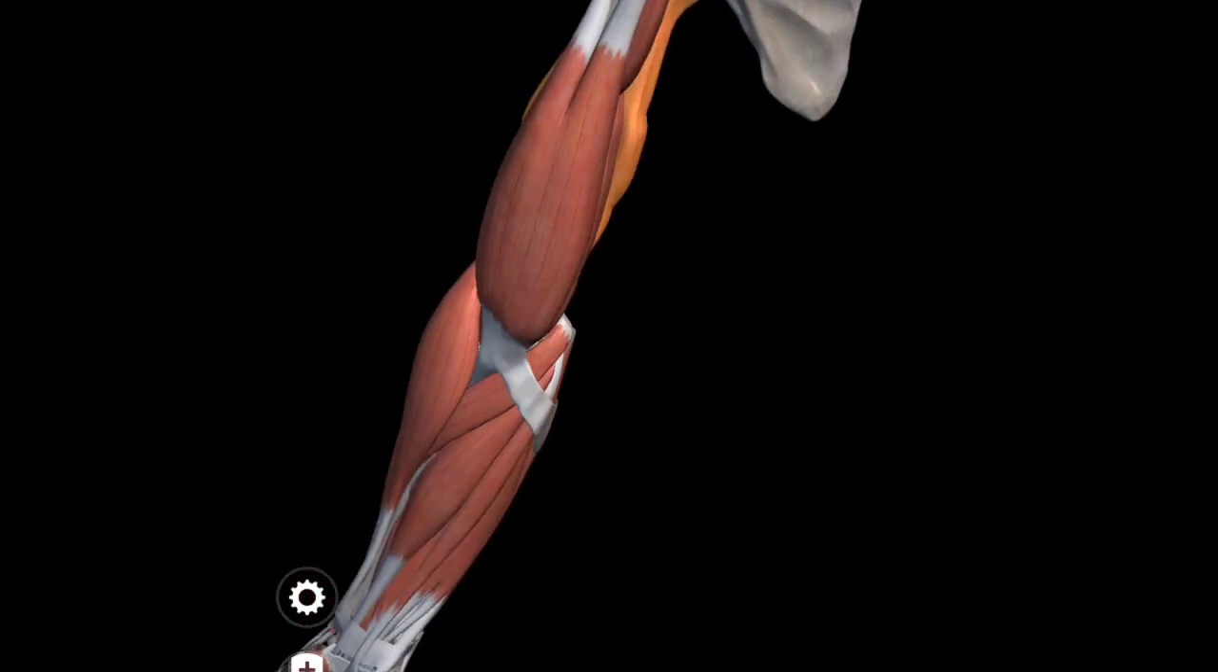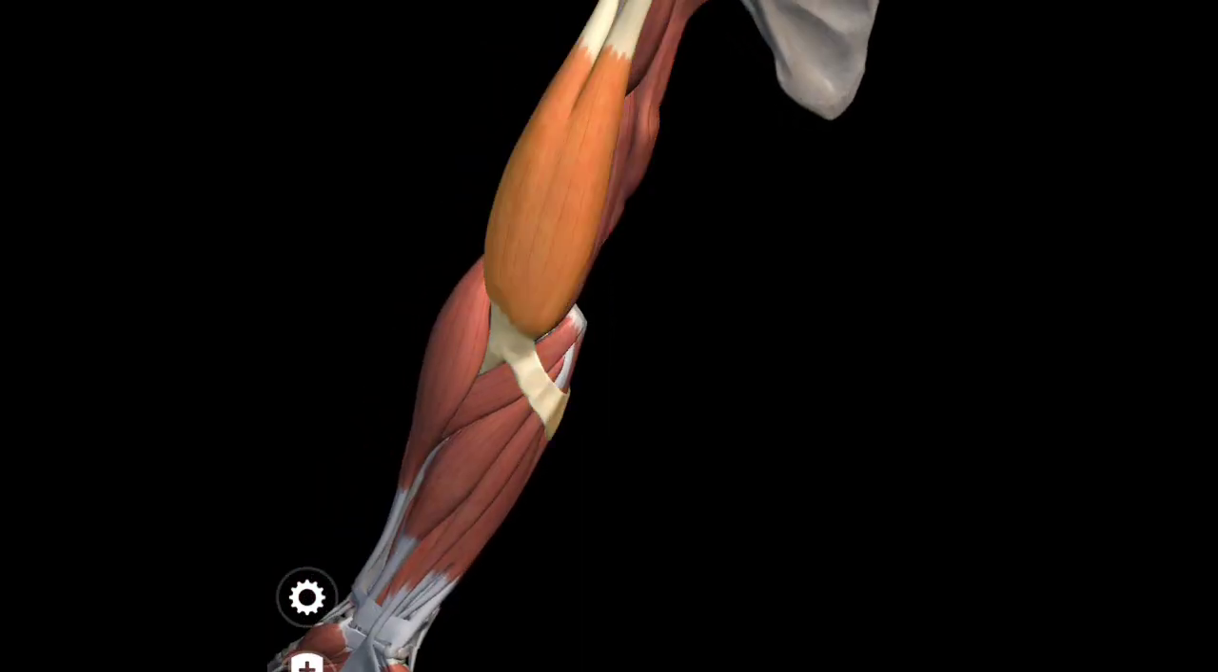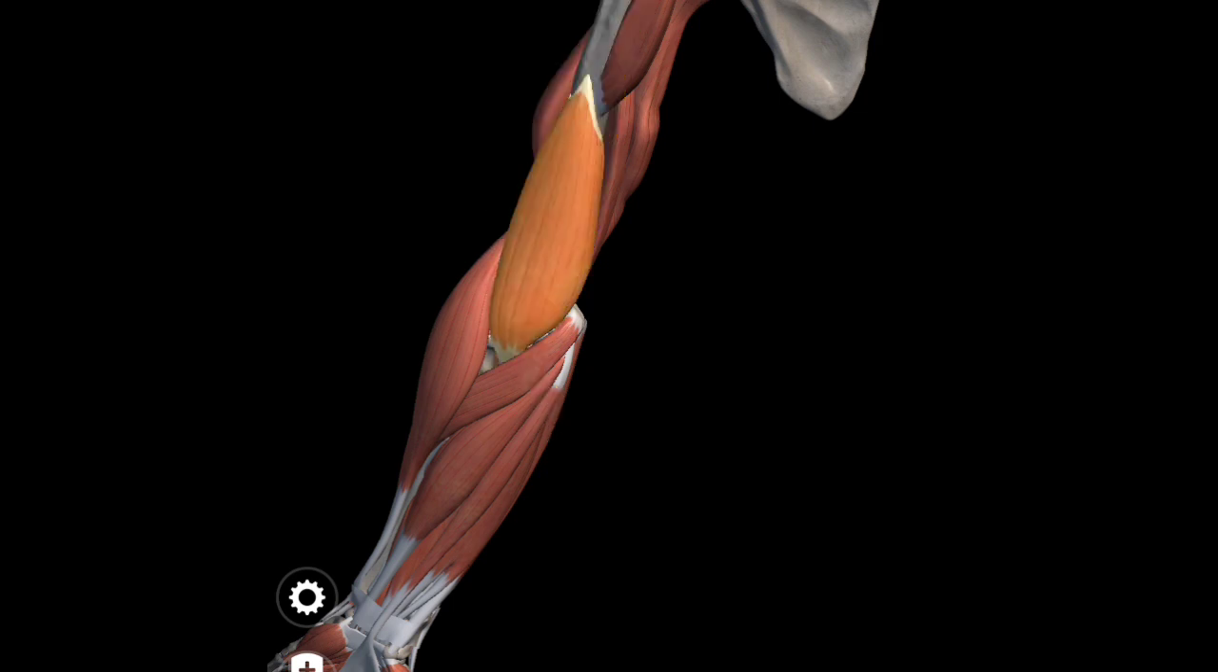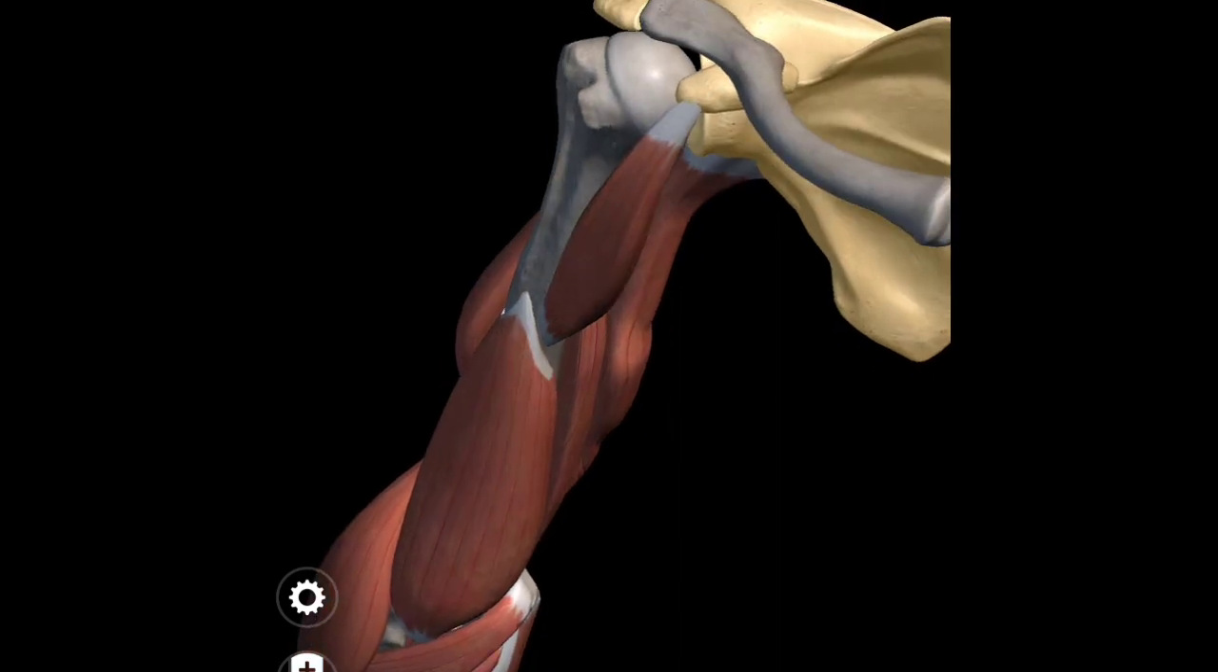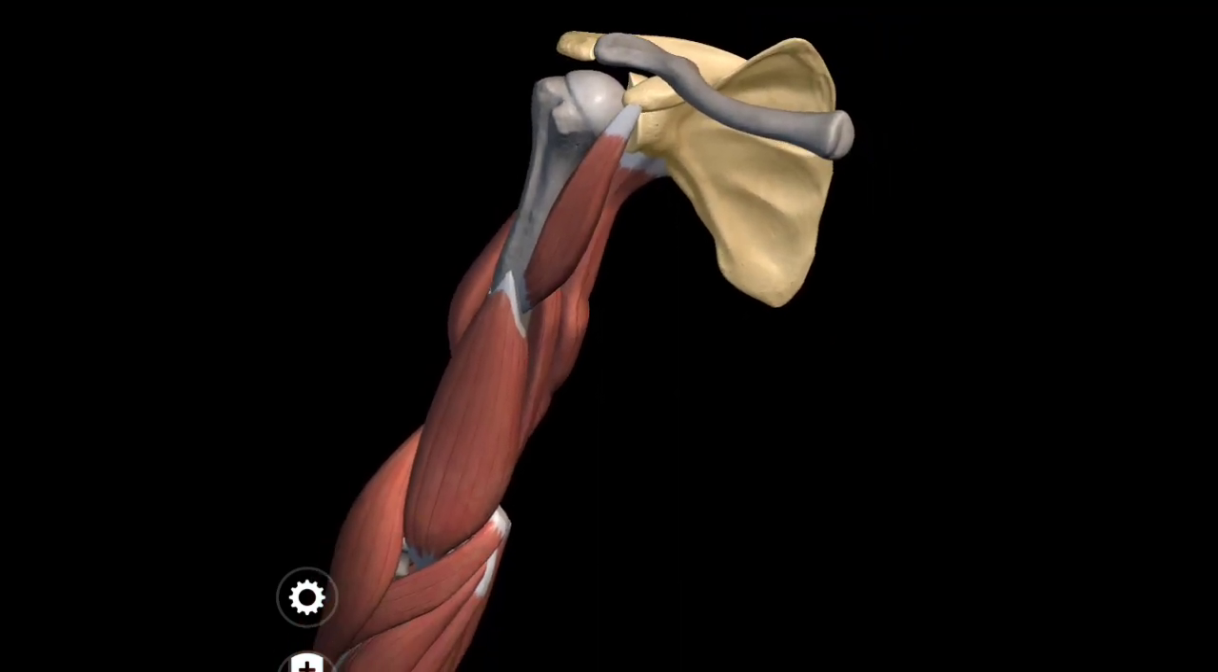Posterior of the arm is the triceps muscle. Anteriorly you can see this is the biceps muscle, this is the brachialis muscle, and this is the coracobrachialis. Three muscles are present on the anterior side of the arm. Okay, brachialis, coracobrachialis, because it is attached to the coracoid process.